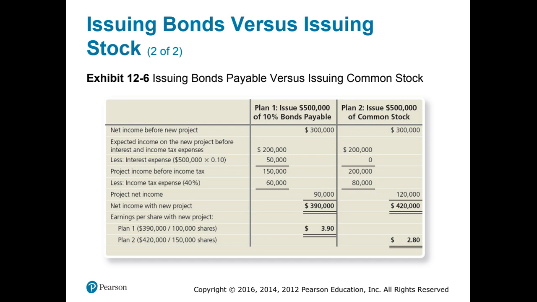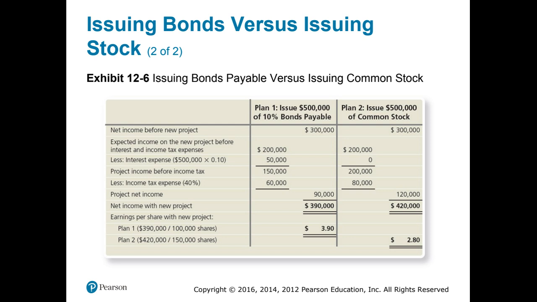So here we are issuing bonds payable versus issuing common stock. This is a good example to refer back to. We're comparing the two different types. We started with 300,000 in both. In plan 1, we issue 500,000 of 10% bonds payable. In plan 2, we issue 500,000 of common stock. Net income before the new project for both of these is 300,000.